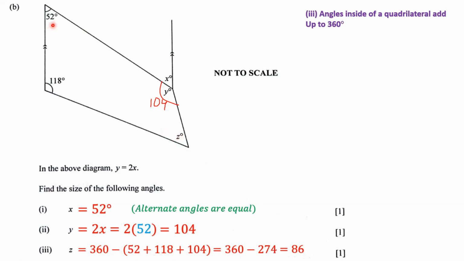So if I add 52 plus 118 plus 104 plus 86, let's add them together. 118 plus 52 plus 104 plus 86, if we add them together, we get 360 degrees precisely. Okay, let's move on to the next question.